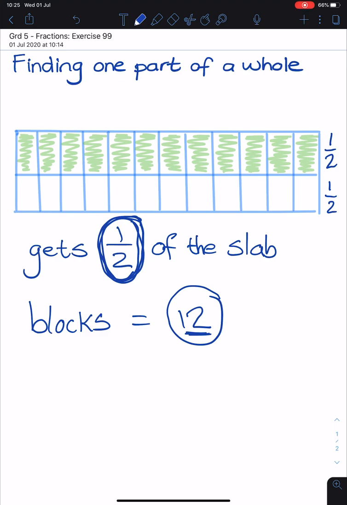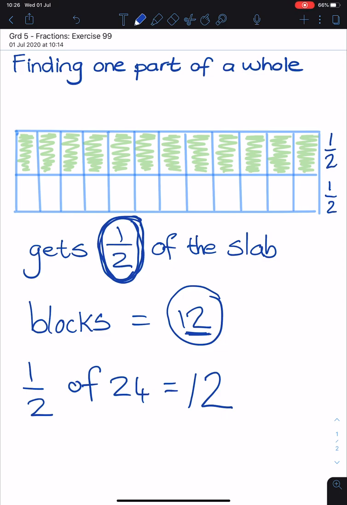Lastly, when we look at this slab of chocolate, I want to complete this number sentence. Half of 24. What is half of 24? Well, if you look back at the block of chocolate, there are 24 small blocks. How many blocks are in half a slab? There are 12. We worked it out already.